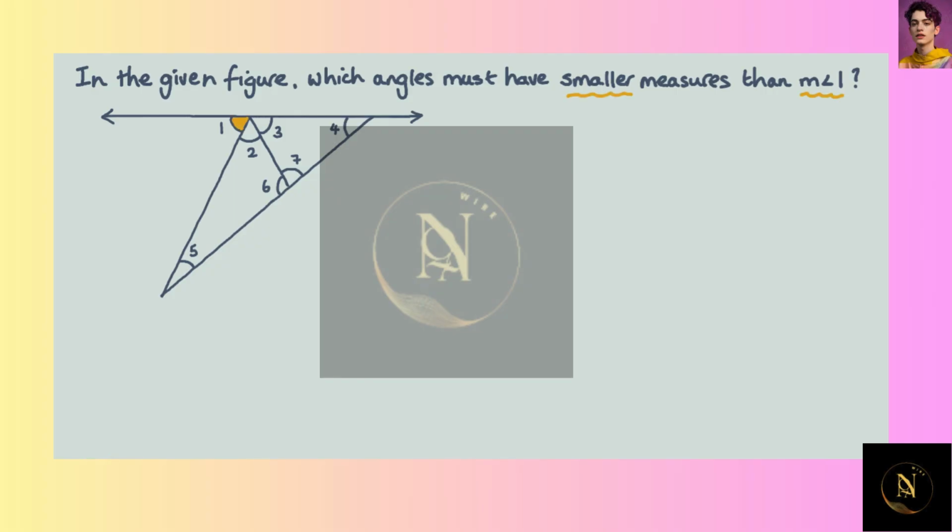In the given figure, which angles must have smaller measures than the measure of angle 1? In this example, we need to identify angles in the diagram whose measure is less than that of angle number 1, but we're not given the measures of any of the angles. So to solve this, we'll need to use the diagram and the relationships between angles in triangles.